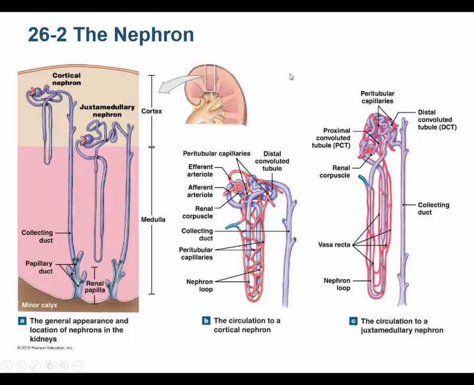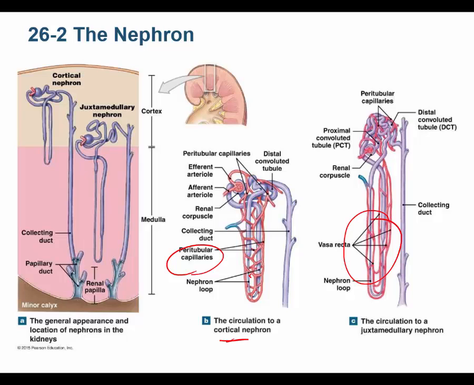This shows you the efferent arterioles of juxtamedullary nephrons become vasa recta. Oh, that's showing peritubular. Here's the vasa recta. The efferent arterioles of juxtamedullary nephrons become vasa recta. The efferent arterioles of cortical nephrons become peritubular capillaries. Peritubular capillaries. That's the big difference.